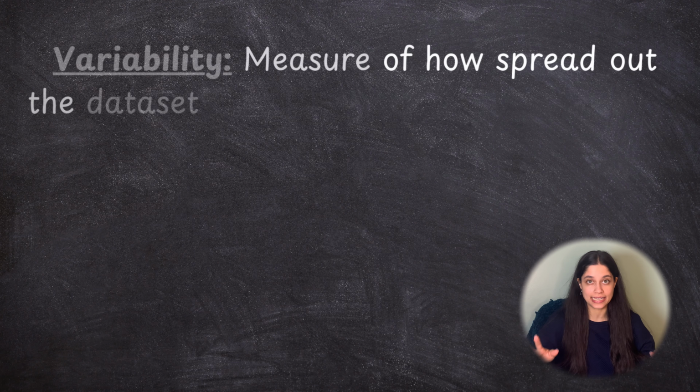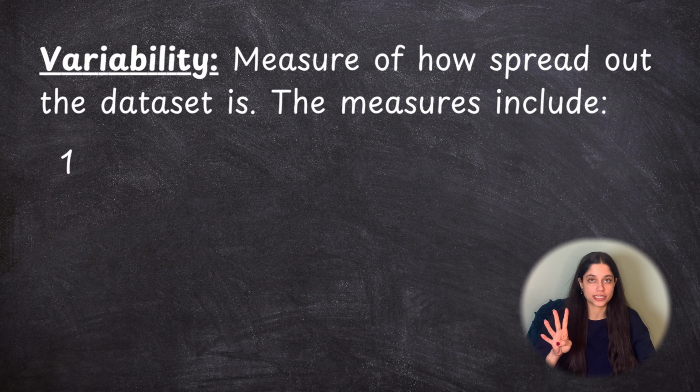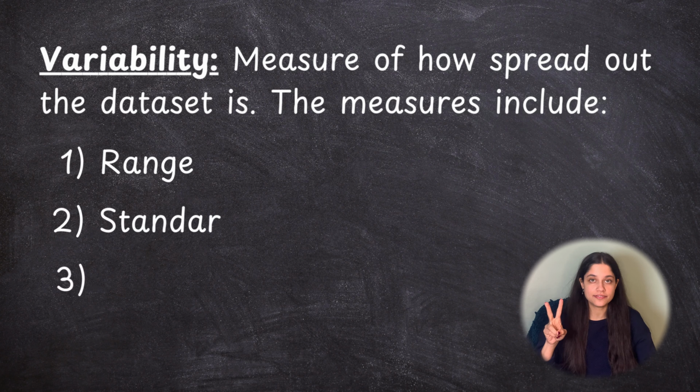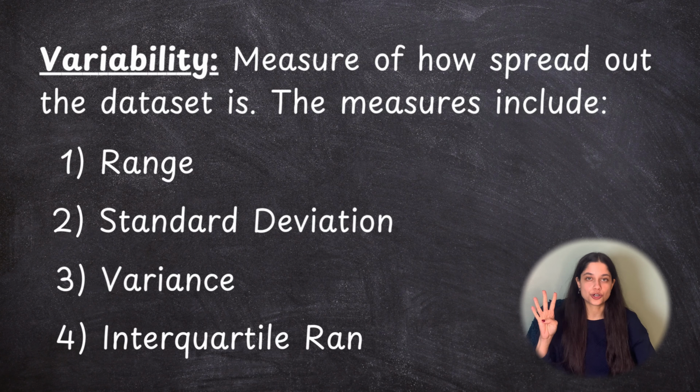Now that we've got central tendency and its measures down, let's move on to variability. Variability is the measure of how spread out our data set is, and there's 4 ways to measure this: range, standard deviation, variance, and interquartile range.